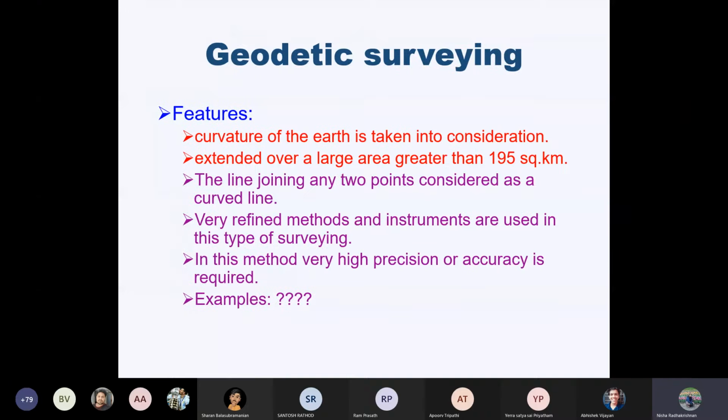Coming to geodetic surveying. Geodetic surveying is where you have the curvature coming into place. So when curvature has to come into place, the distance should be very, very large. Right. Have you ever seen the curvature of the earth bending somewhere?